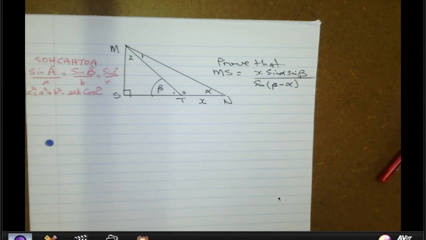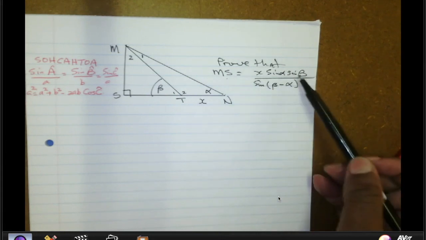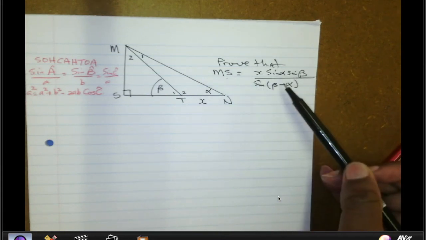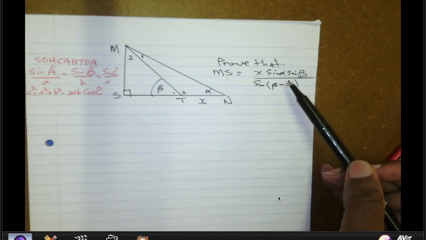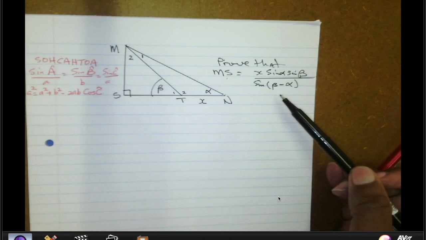In this diagram, angle T1 is equal to beta, angle N is equal to alpha, the length of TN is equal to x, and MS is perpendicular to SN. We want to prove that the length MS can be written as x sine of alpha sine beta, all divided by sine of beta minus alpha.